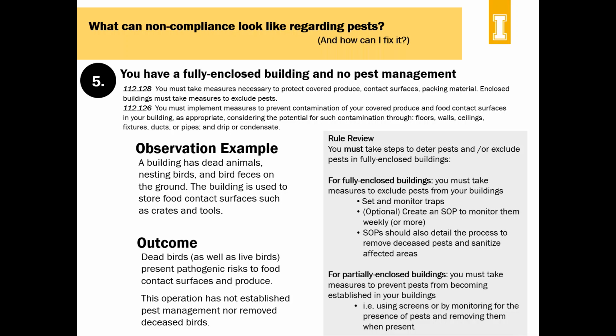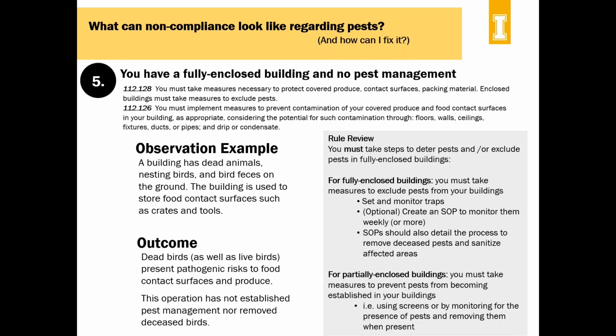So this could be an example of an inspector coming in and they witness a building that has dead animals, and then they see birds, then there's bird feces on the ground, and then upon asking the farmer about it, they realize that the building is used to store food contact surfaces like harvest crates and tools. So that becomes even greater of an issue versus something that was storing stuff that wasn't related to produce in general.